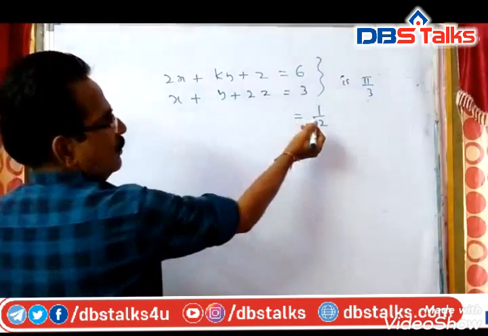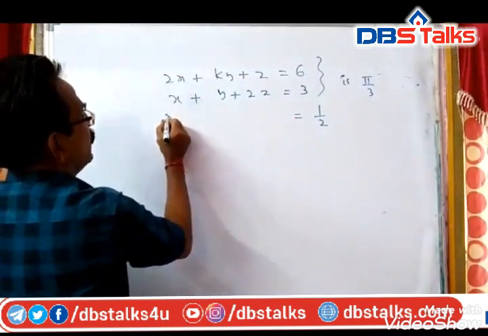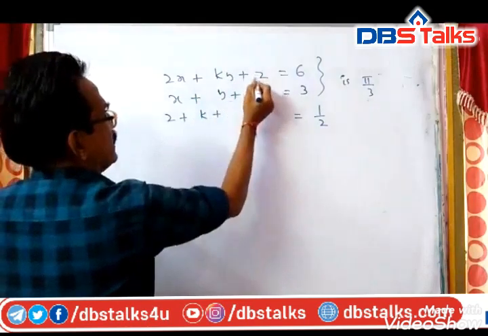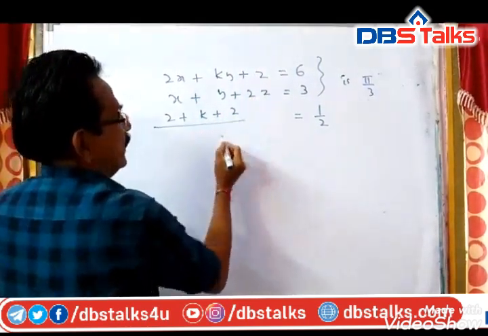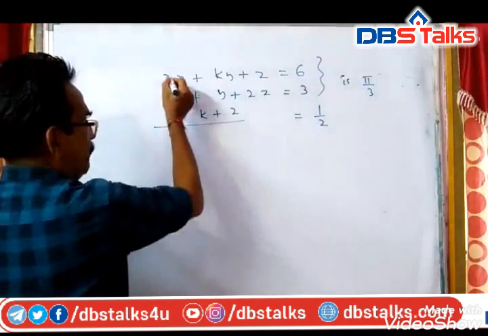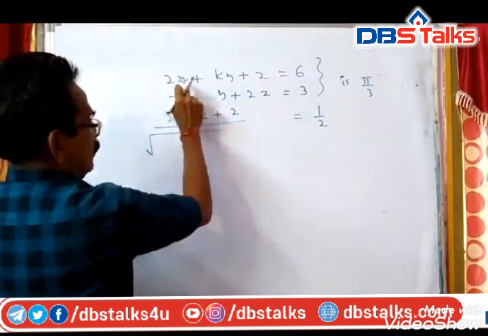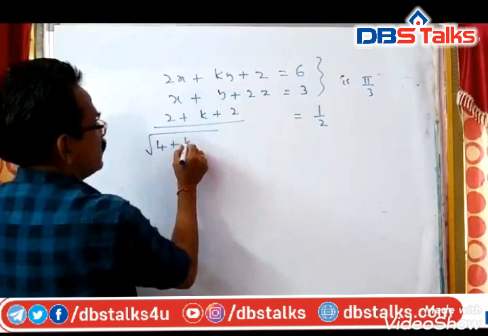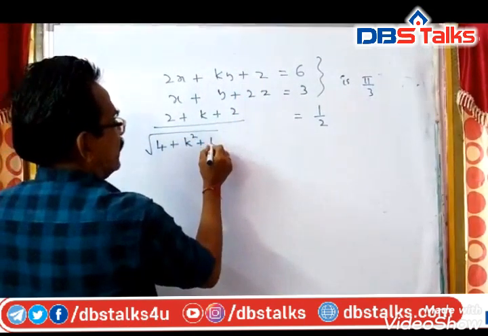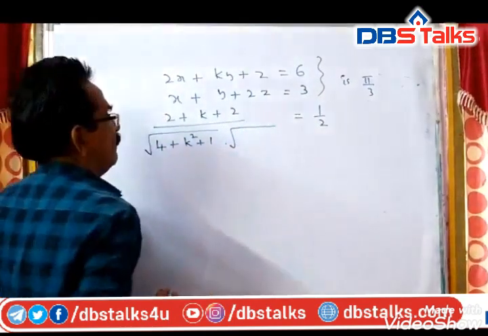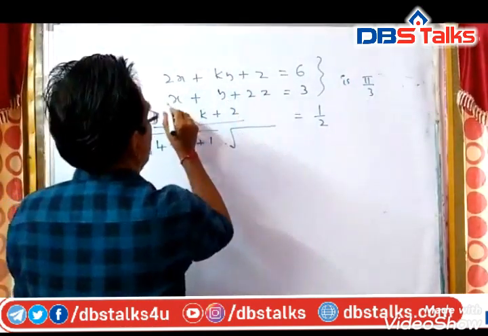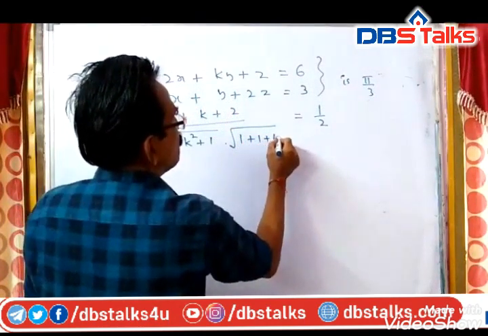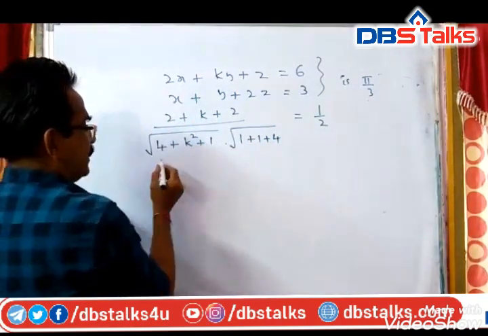So cos theta is 1 by 2, equal to (a1 a2 plus b1 b2 plus c1 c2), that is 2 into 1 is 2, k into 1 is k, 1 into 2 is 2, so 4 plus k, by root of (2 square plus k square plus 1 square) into root of (1 square plus 1 square plus 2 square). Okay, friends.